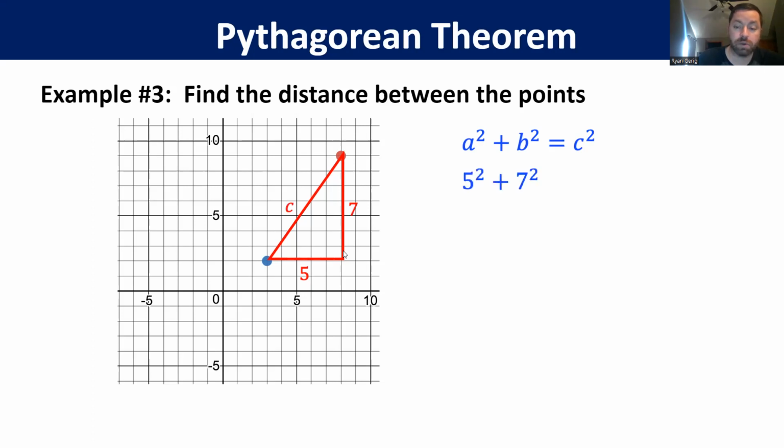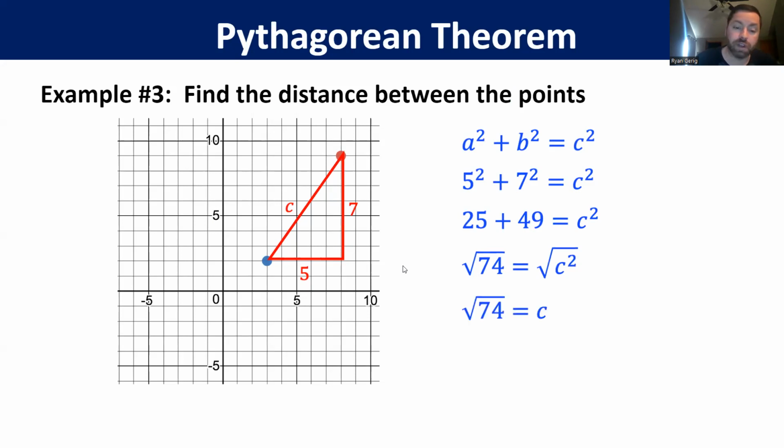5 squared plus 7 squared equals C squared. 25 plus 49 equals C squared. 74 equals C squared. If I take the square root of both sides, 74 actually does not break down. There's no perfect squares that go into 74. Therefore, my answer is the square root of 74. If you wanted a decimal approximation of that, you would type that in, and you would get 8.6 or 8.7, something like that.